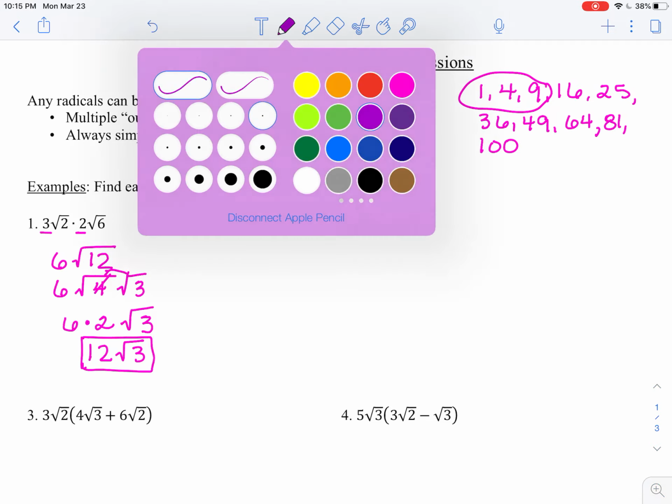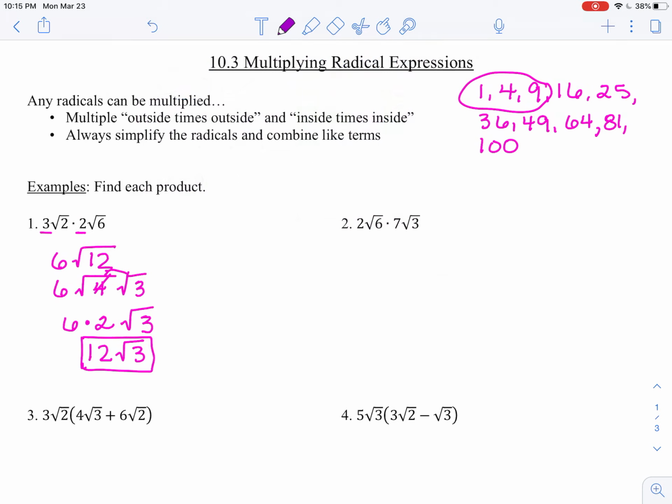Let's do the same idea for question number 2. So when I multiply 2 root 6 times 7 root 3, I multiply the outside numbers together. 2 times 7 is 14, and that stays out of the radical. Then I multiply the inside numbers together. 6 times 3 is 18. Now I look for a perfect square number that goes into 18. So if I look at my list of all of the numbers less than 18, 9 goes into 18.